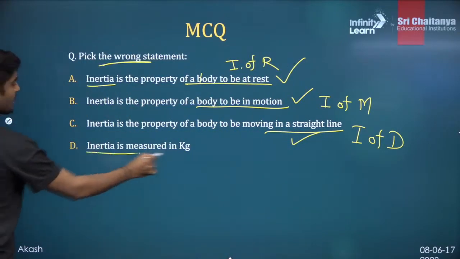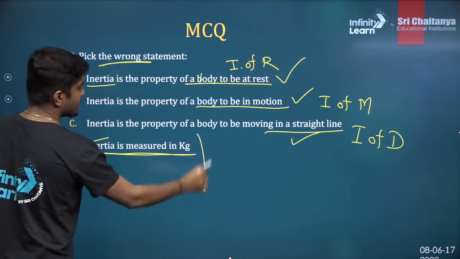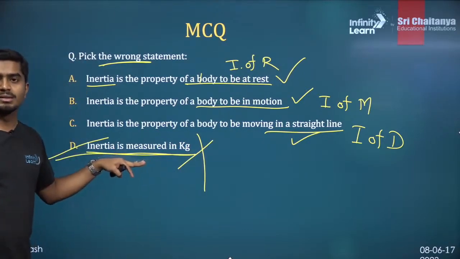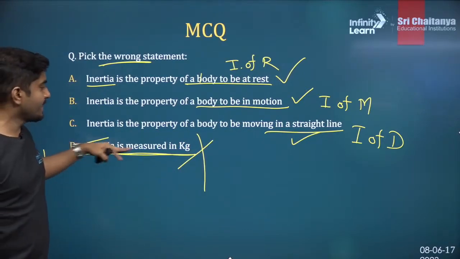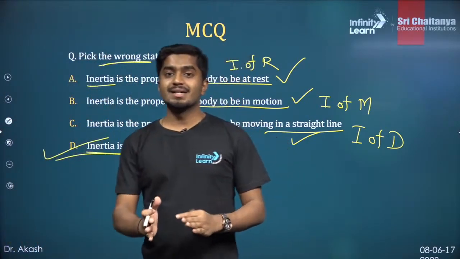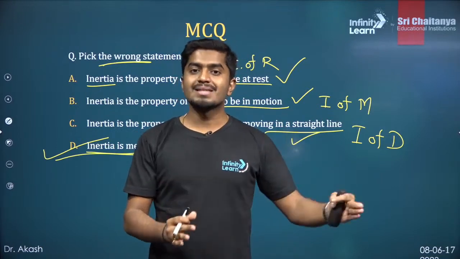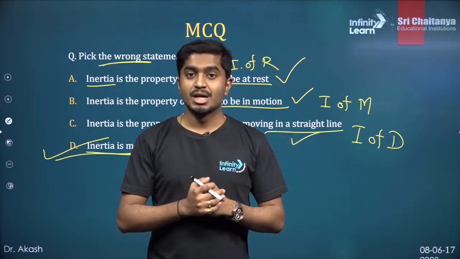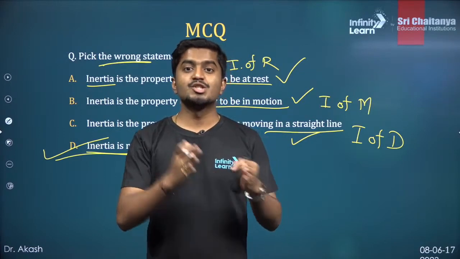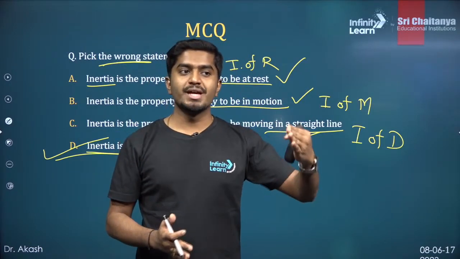How about the last one? This statement is wrong. Why is it wrong? Can somebody tell me? What I told you is that mass is a measure of inertia. But did I tell you mass is equal to inertia? No, mass is not equal to inertia. Mass is proportional to the inertia.